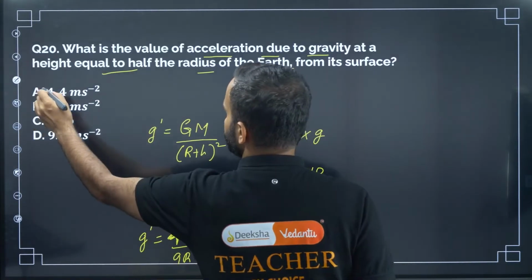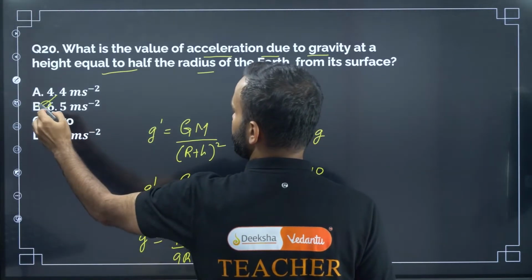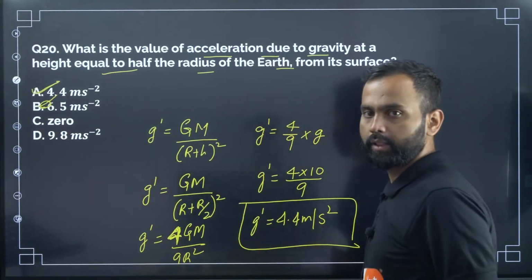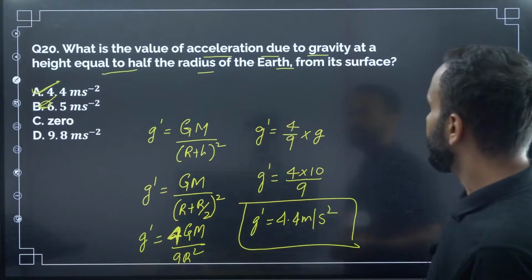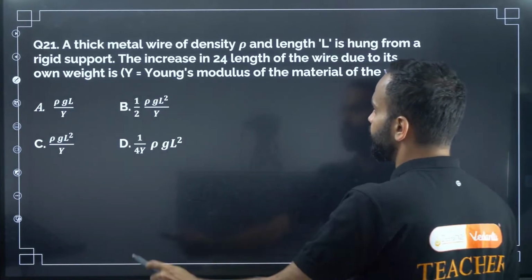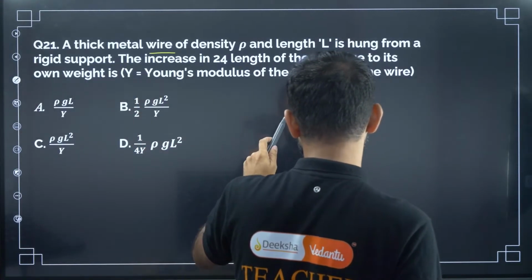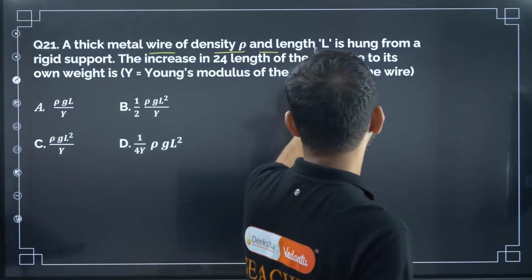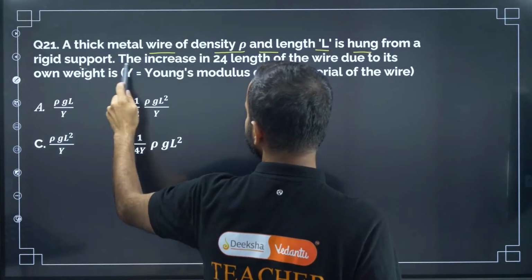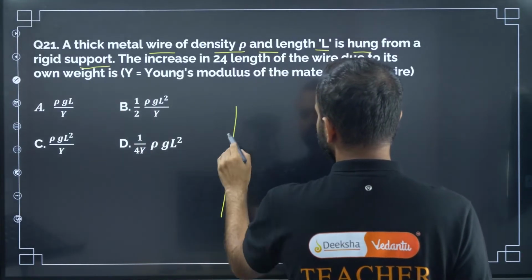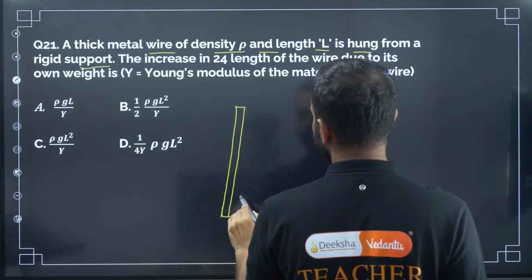So the correct option is A. Next question, question number 21. A thick metal wire of density rho and length L is hung from a rigid support. Thick metal wire.